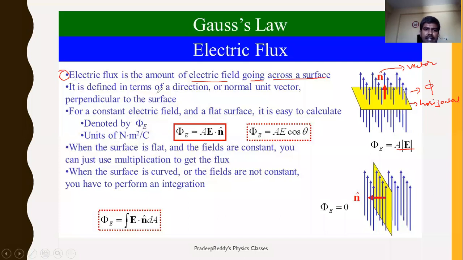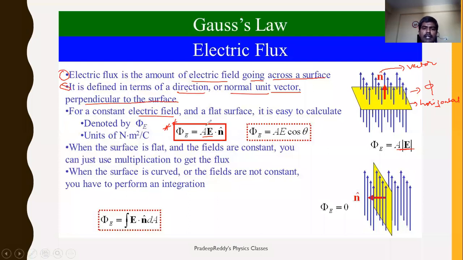Next thing, it is defined in terms of direction or normal unit vector perpendicular to the surface. So as I told you, surface vector is always perpendicular to the surface area. So if electric field is constant, then in such cases you will be writing electric flux as phi is equal to E dot A, where A is area vector and this is n cap. N cap is for elemental, very small elemental flux, right? So this n cap represents the direction of area vector.